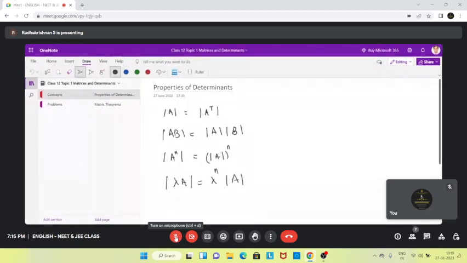I've not listed everything from the book. I just tried to write some important points here. Matrix theorems, properties of determinants. So you all basically know what is a matrix and what is a determinant. Determinant is a numerical representation of a matrix. The rules are different for a matrix and a determinant, so you have to be careful in solving these problems.